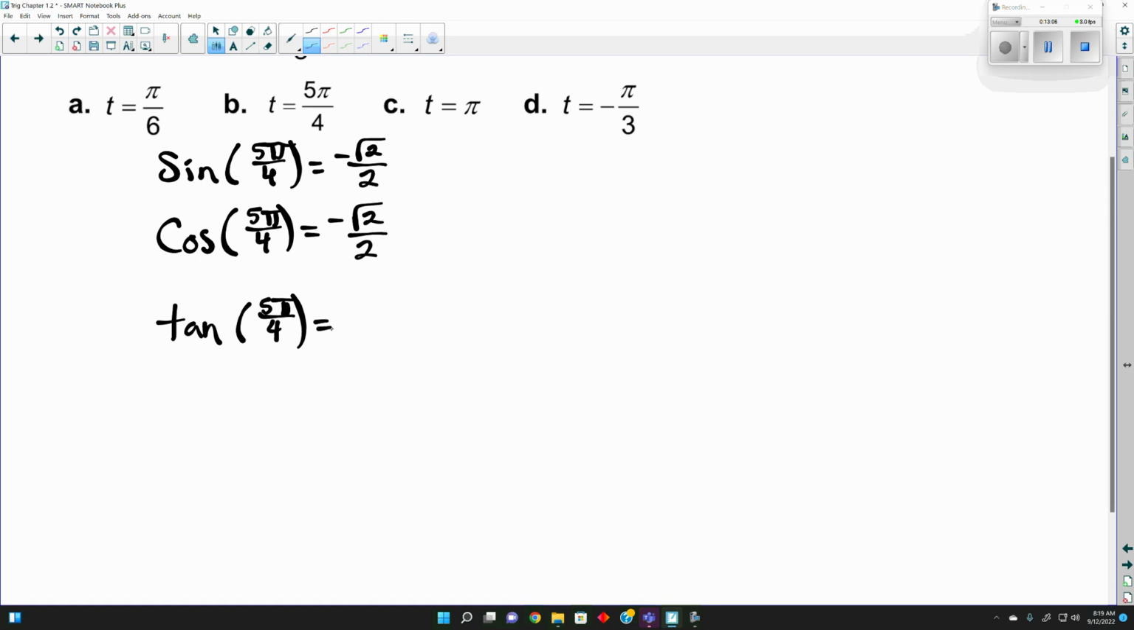Well, just looking at what we have on the board, does anybody have a guess at what tangent's going to be? 1, because it's sine over cosine. So we're dividing sine and cosine, and well, if sine and cosine's values are the exact same, it simplifies to 1.